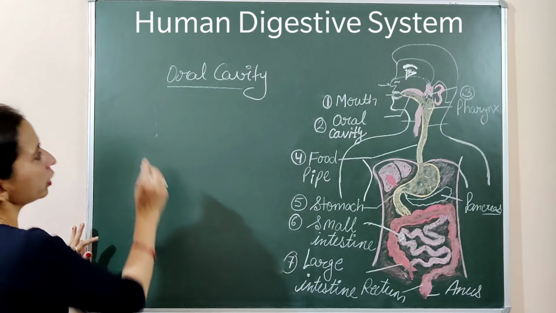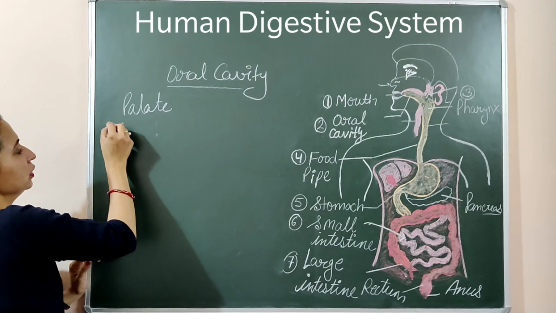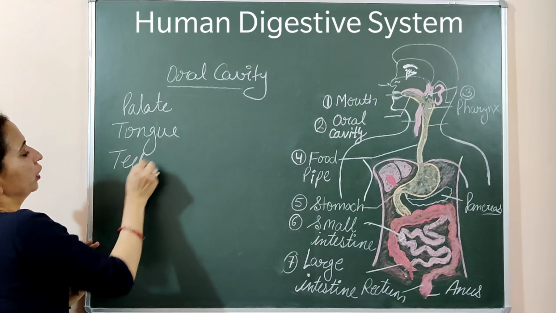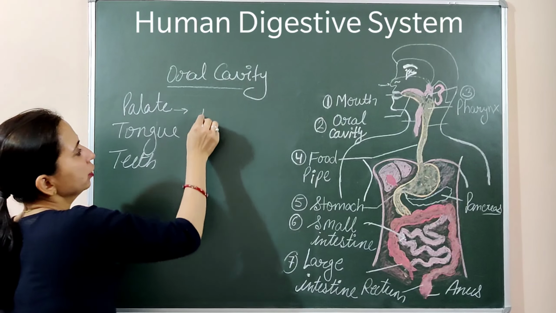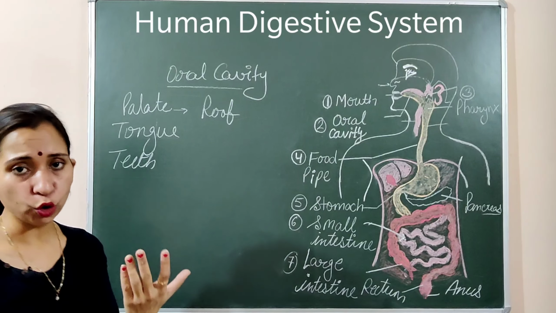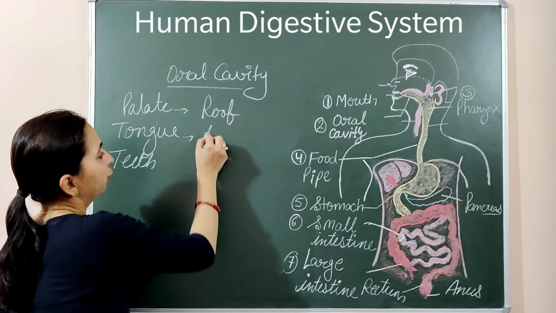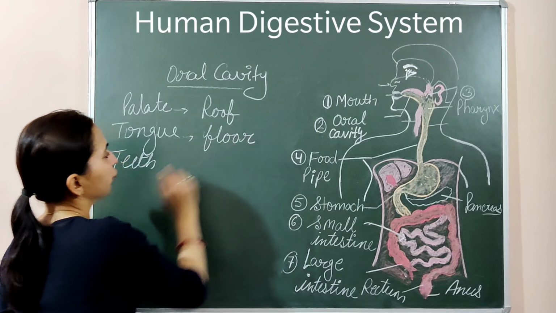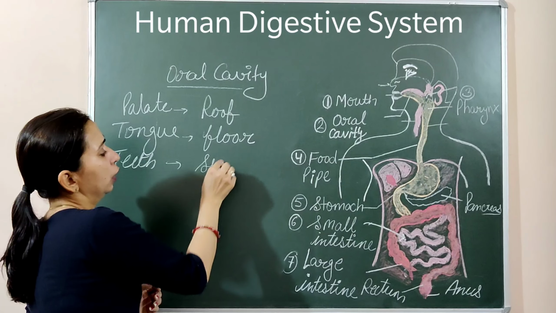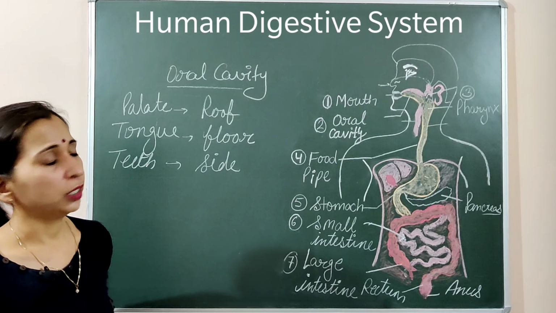So we can say that oral cavity has different parts. It has the palate, it has the tongue, and it has the teeth. So we can say that palate makes the roof of the oral cavity. Oral cavity जो roof है, the upper portion of the oral cavity is made up of palate, second tongue, the floor of the oral cavity is made of the tongue, and the sides of the oral cavity are made by the teeth. So these are the different parts of the oral cavity.